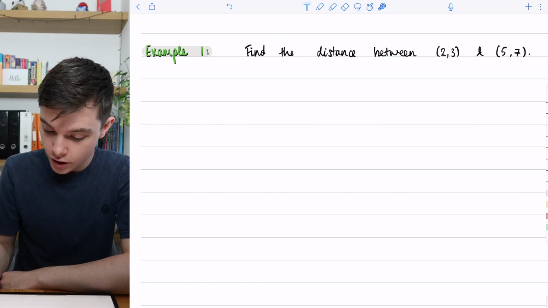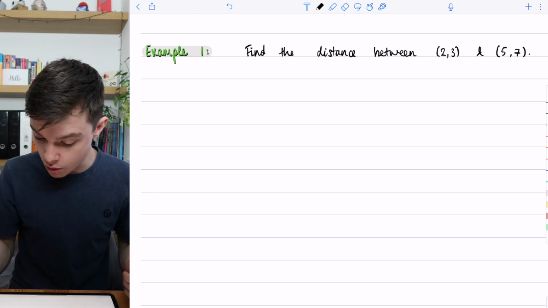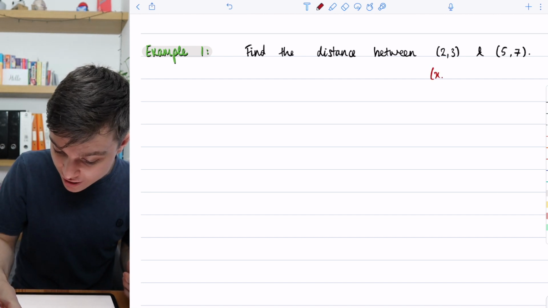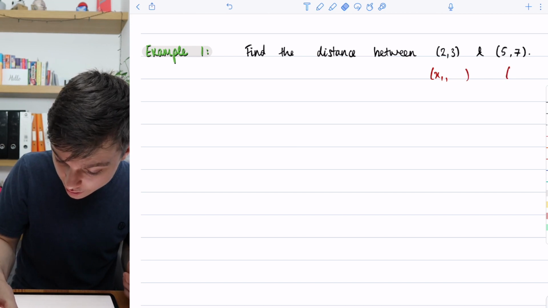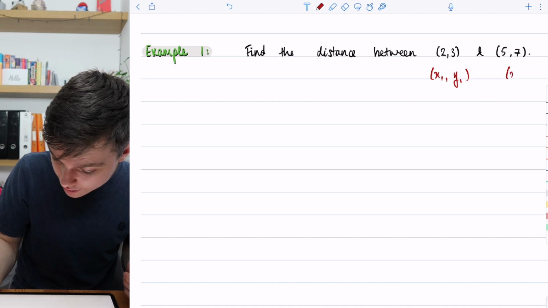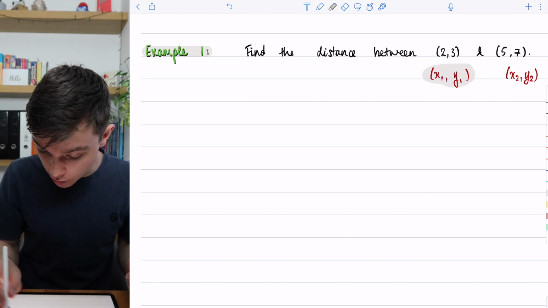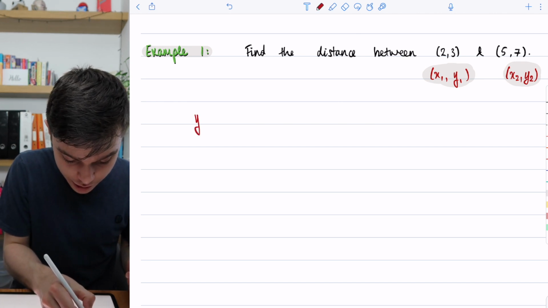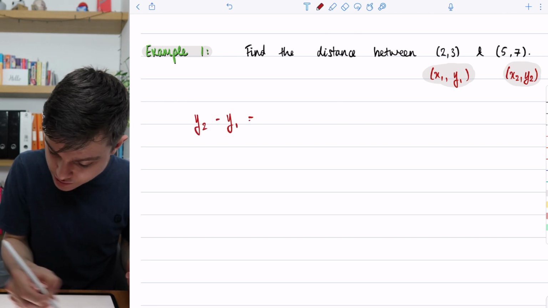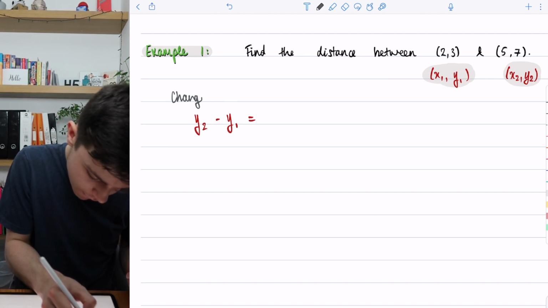Okay, hopefully we've got an answer. Let's see. The first thing we're going to do is find the change in y. If I do want to think about it in terms of x1, y1, and x2, y2, I'll label them, and then take away this coordinate from this coordinate. So I'm going to do y2 minus y1, in other words, the change in y.